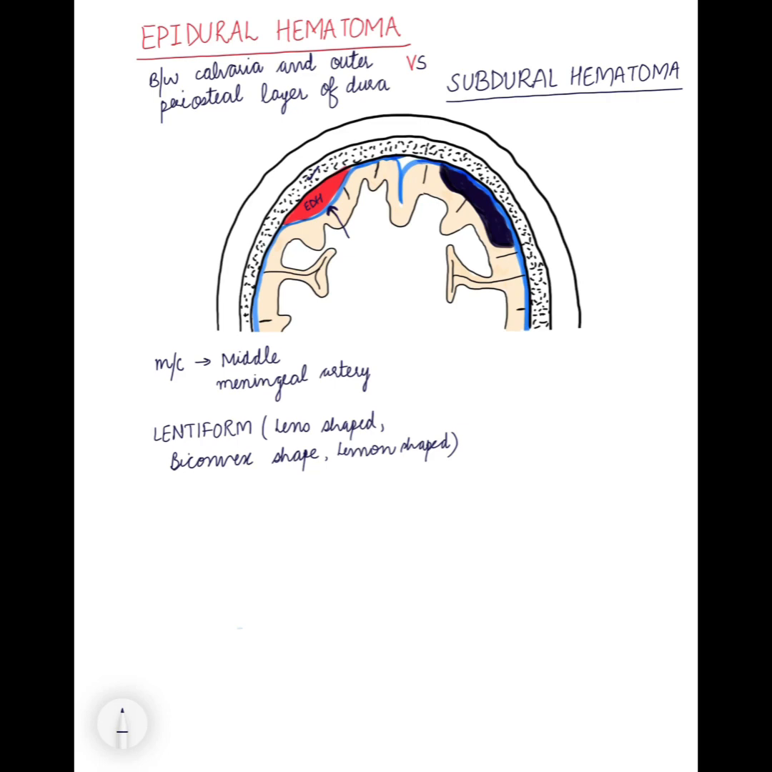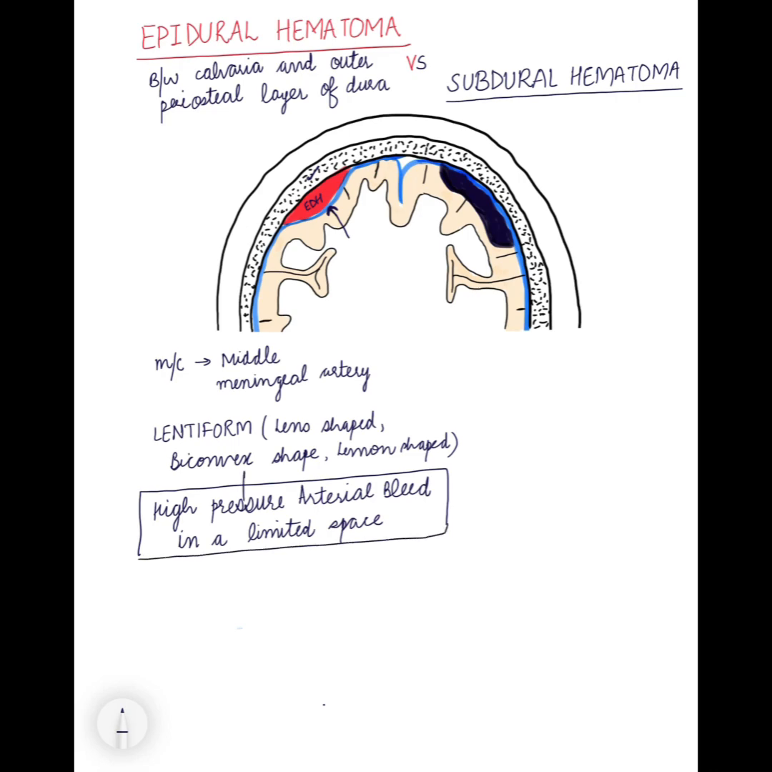So why is it biconvex shaped? Because there is a high pressure arterial bleed in a limited space. That's why EDH is biconvex shaped, because the space is limited and it is a high pressure bleed.